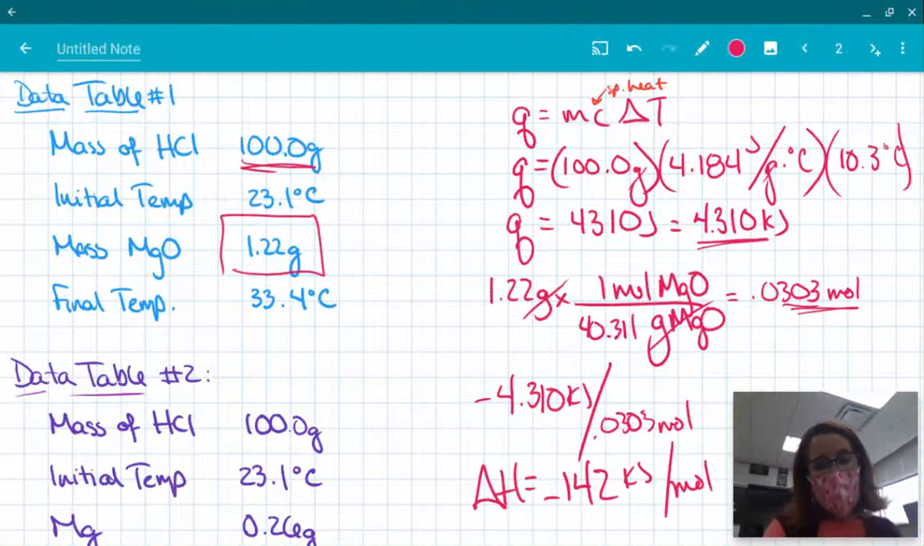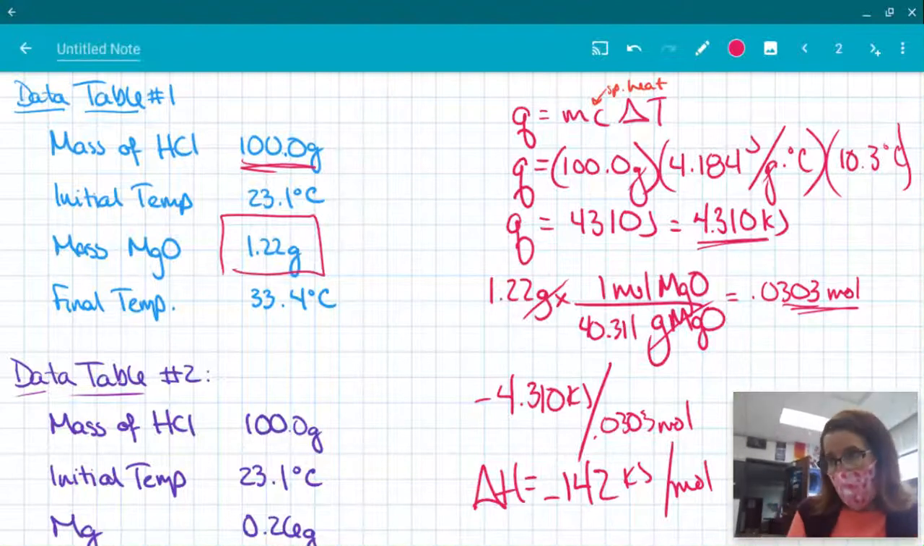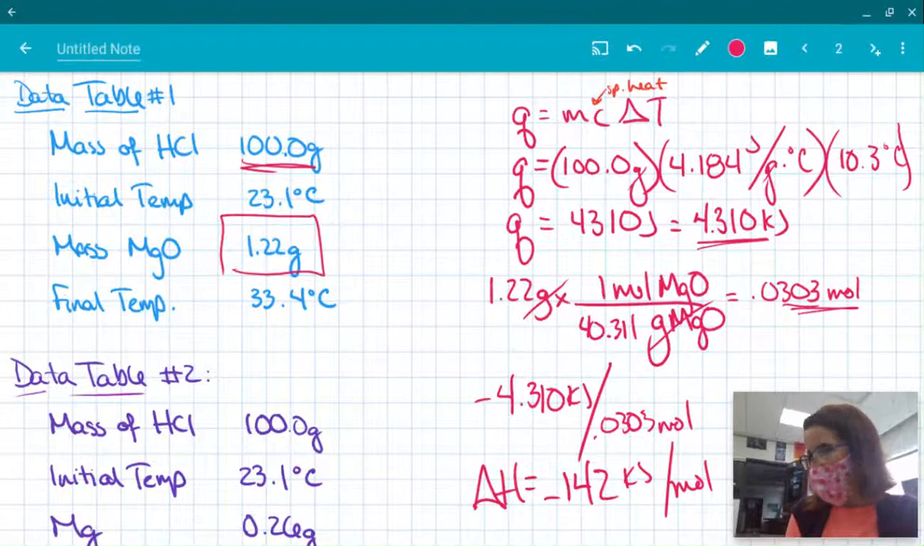Okay, so for me, I got that delta H was negative 142 kilojoules per mole. I've got a couple students in the room. Did you guys get close to that? 172. That's a lot higher than mine. What did you get for your Q? 2.510. Okay, that's fine. Your numbers are just going to be a little bit different than mine. And we definitely have error.